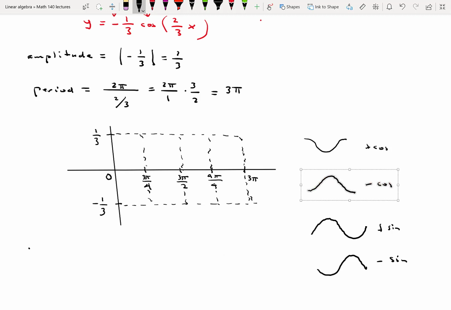So the hardest part is getting all those points marked off, and I want them all. I want a total of 5 points along the x-axis for each period, and 2 points in the y direction, the negative and the positive of the amplitude. Then just graph the graph. It's an upside down cosine. So we get something like this.